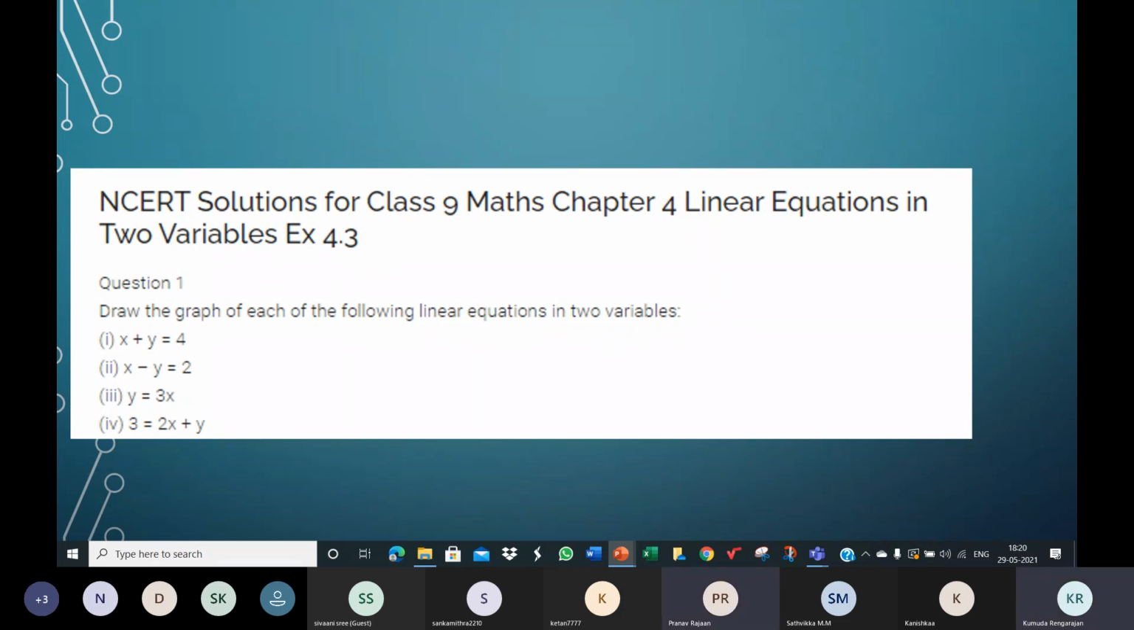Arav, no freehand, Arav. But I don't see the points you've plotted. Where's your table? Please share your XY table.